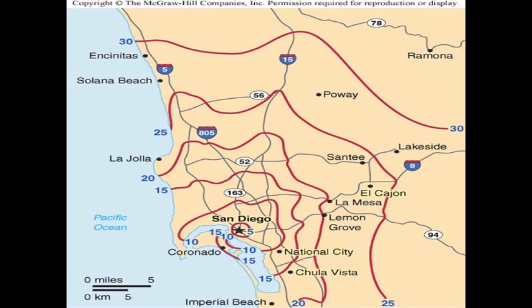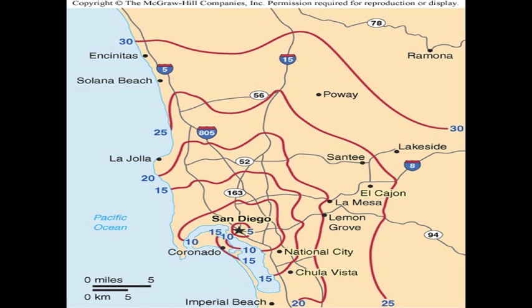This isoline map uses lines of equal travel time. We call these types of lines isochrones. Iso for equal, chronos for time, isochrones. If you look at San Diego, which is marked by a star, everything within that first isochrone can be reached within 5 minutes time. If we go a little bit further out, we can see all the ground that can be covered within 10 minutes time. Still further out, everything within that third isochrone can be reached within 15 minutes time.